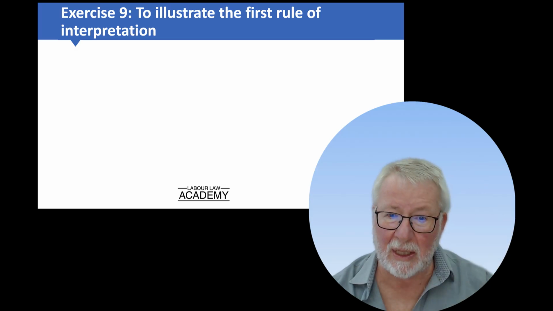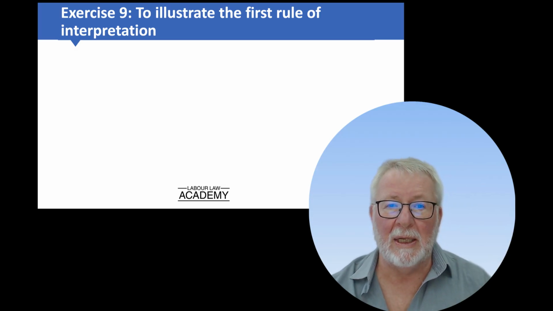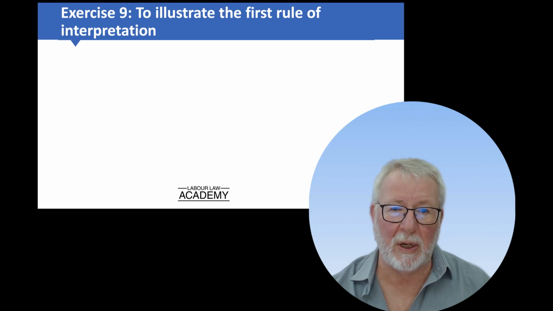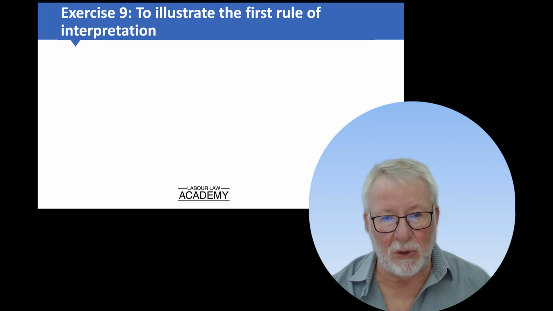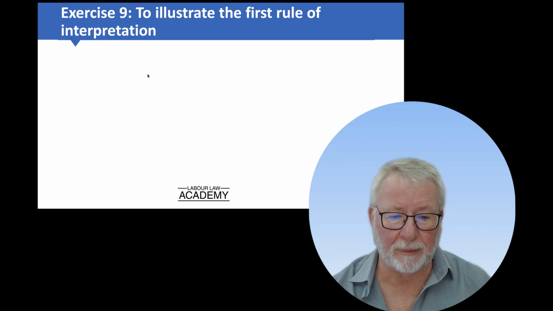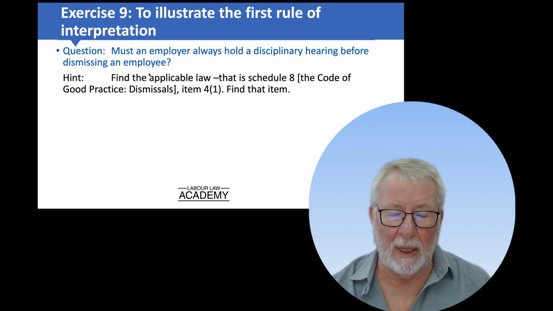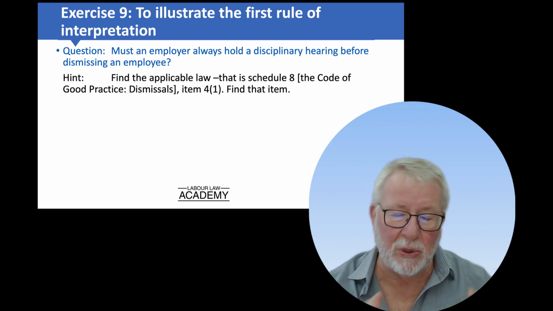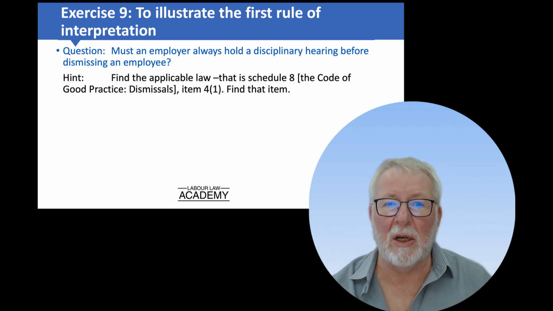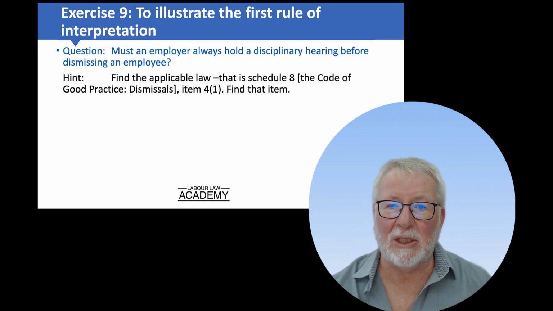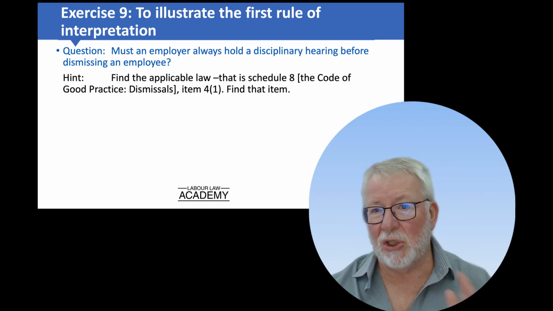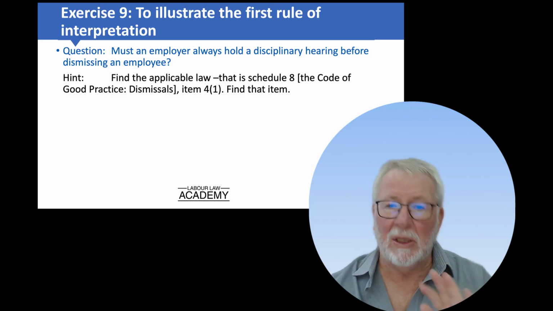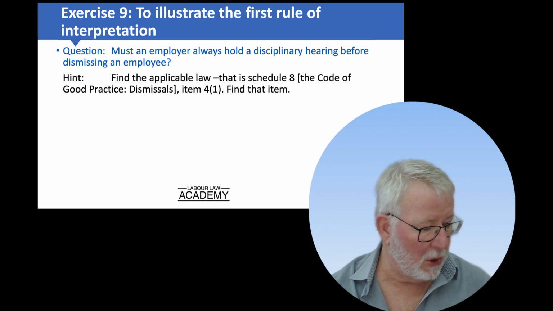Exercise 9. Take your workbooks. It says, answer the following question. Must an employer always hold a disciplinary hearing before dismissing an employee? So I've given you the hint in your book there. Find the applicable law. I'm showing you, so you don't have to spend hours looking for that law. It's Schedule 8. Remember, I showed you where the schedules are, and I even said to you, just take note, because we're going to be using this quite a lot.